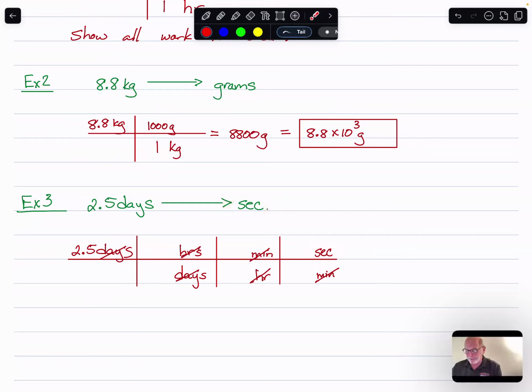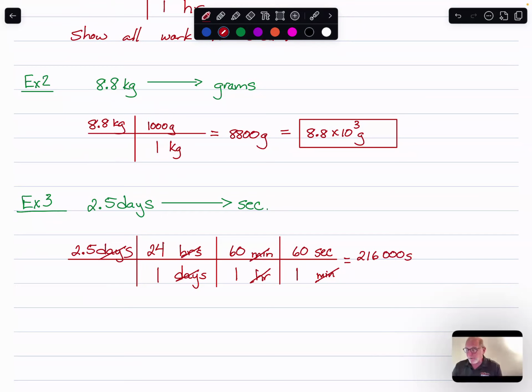Now we've got to fill in the conversion factors. 1 day is 24 hours. 1 hour has 60 minutes. 1 minute has 60 seconds. I didn't combine those. You aren't going to combine those either. Please, if we multiply those across the top, multiply those across the bottom, I know it's only one, you're going to get an answer that's a pretty big number, 216,000.